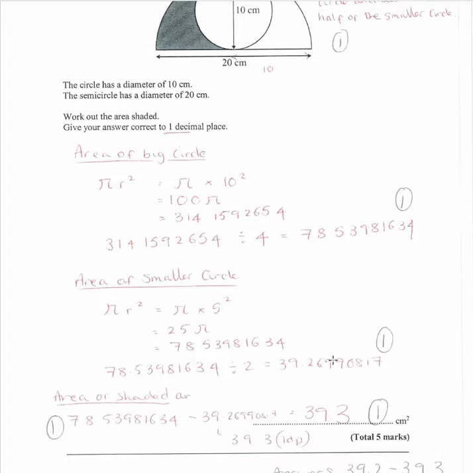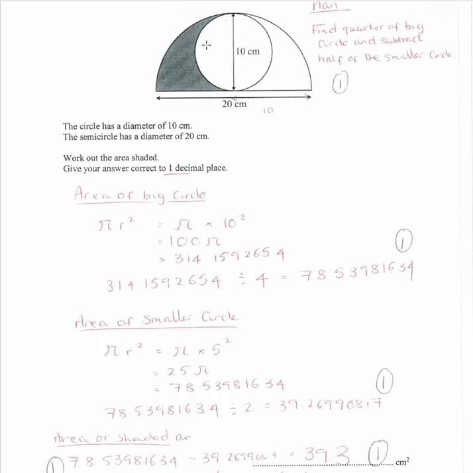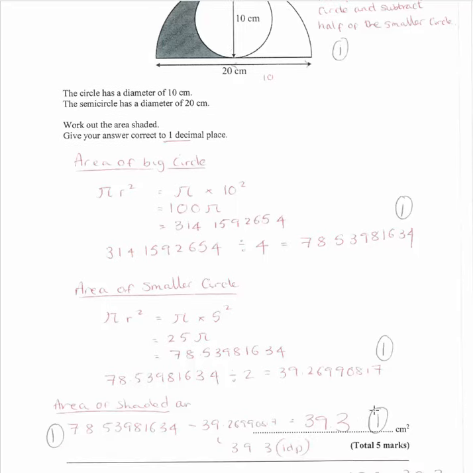Finally, we subtract this part, which is what we just worked out, from this answer, which is the bit we worked out here, and then you pick up another mark. Okay, one more mark for giving it to 1 decimal place.